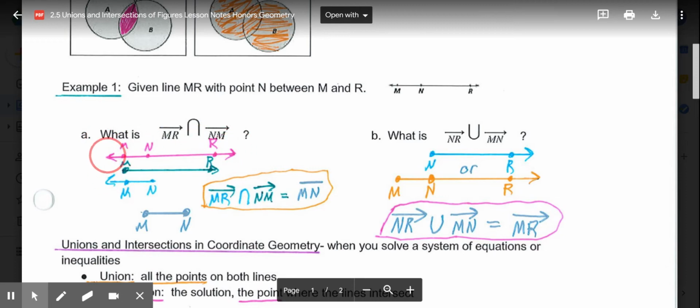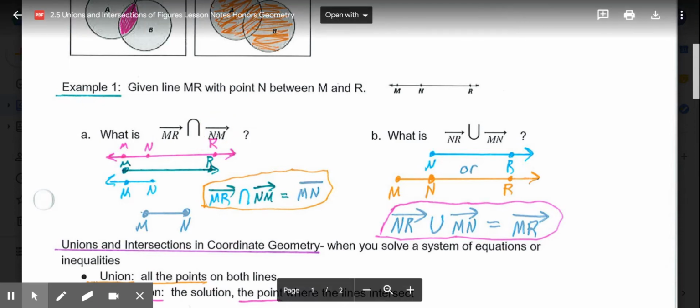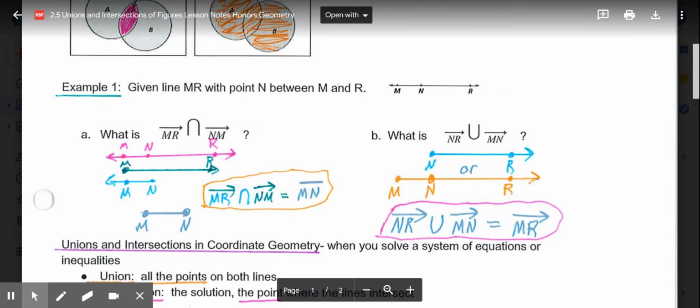First off, we just have our line, MR. Ray MR starts at M and goes toward R forever. Ray NM would start here at N and go toward M forever. If I drew that on its own, it'd be this part right here. So where do these two pieces overlap? Well, they overlap from points M to N. So what's included on both would be anything in segment MN. We would write our answer as the intersection of ray MR and ray NM is segment MN, because that set of data, segment MN, is included on both.